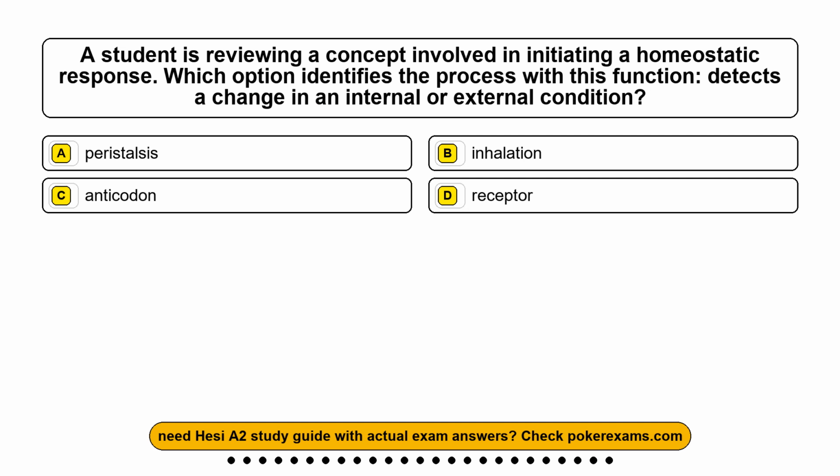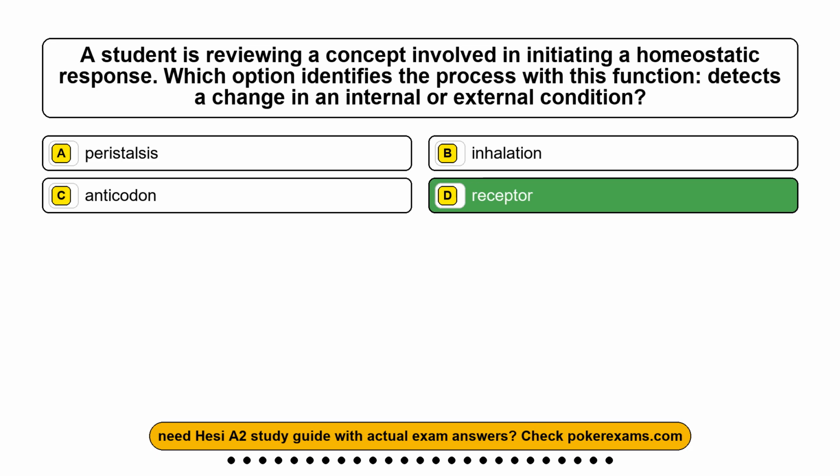Question 1. A student is reviewing a concept involved in initiating a homeostatic response. Which option identifies the process with this function, detects a change in an internal or external condition? Option A, peristalsis. Option B, inhalation. Option C, anticodon. Option D, receptor.